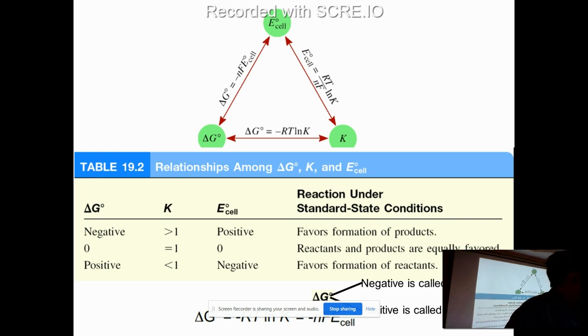What is the state of N2? Gas. State of H2? Gas. State of ammonia? Solid or gas? Ammonia, liquid.